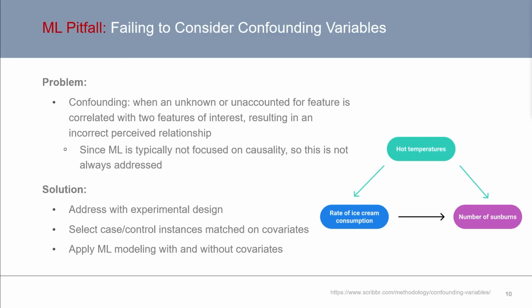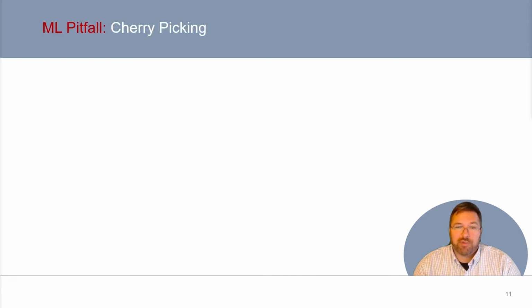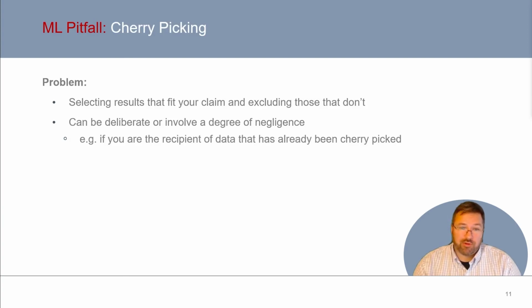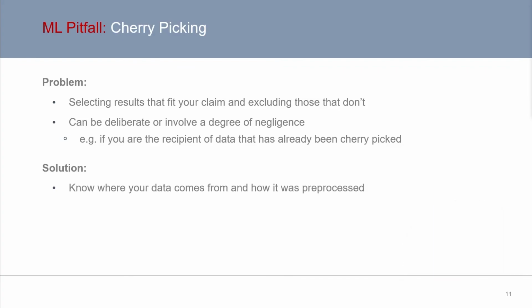And this brings us to cherry picking, the last pitfall we'll discuss here. Here, the problem is simply selecting results that fit your claim or bias while excluding those that don't. Cherry picking can either be deliberate or involve some degree of negligence on the part of the analyst. For example, if you're the recipient of data that has already been cherry picked and you didn't take the time to explore it or learn exactly how the data was collected or pre-processed. The solution here is to know where your data comes from and how it was pre-processed. And of course, don't be dishonest by deliberately manipulating data.